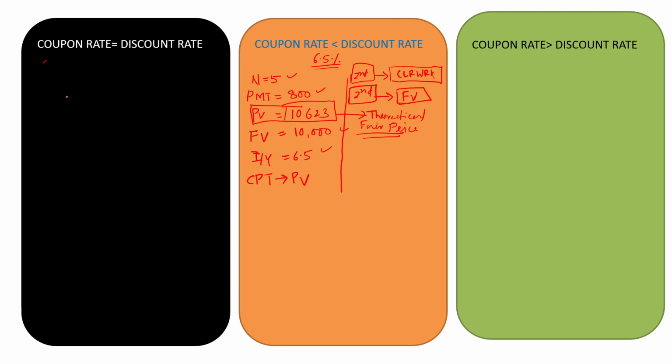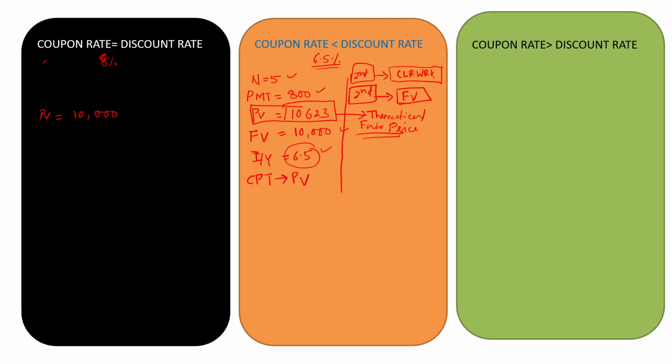Similarly, you can calculate the fair price in case the market interest rate is 8%. If you input all of these values, the only thing you have to change is this interest rate of 6.5%, and the rest of the inputs will remain the same. You will find that your calculator will return a value of 10,000.